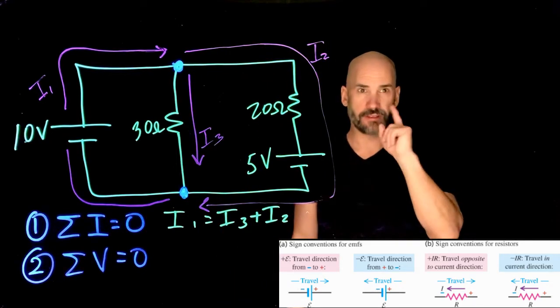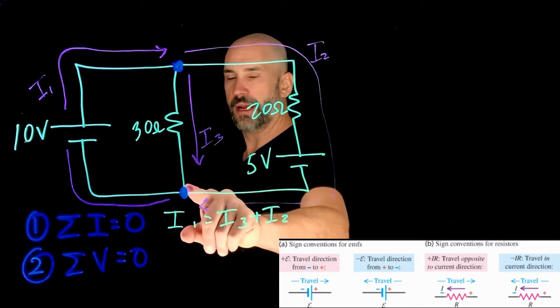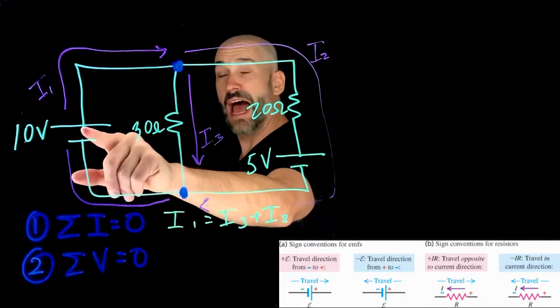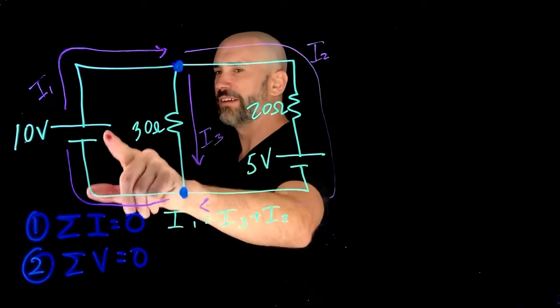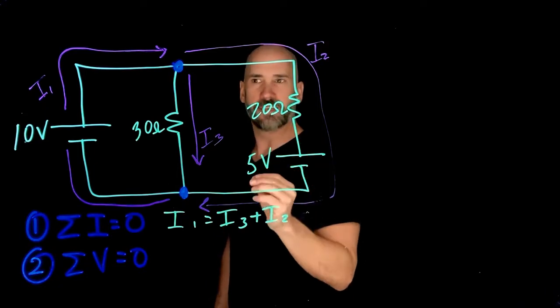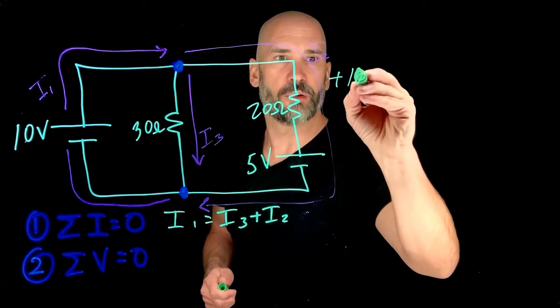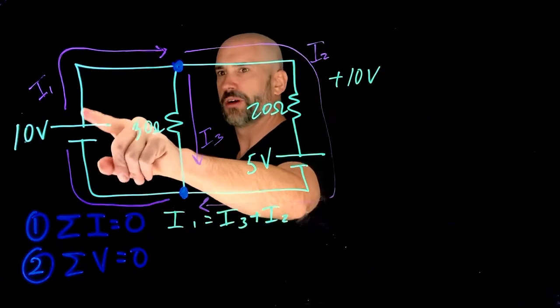All right, so let's apply our conventions. I'm going to start here, and I'm going to start marching. Oh, I get to a battery. Am I going negative to positive or positive to negative? Oh, I'm going negative to positive, right? Lovely. That means I add this 10 volts, so this is going to be plus 10 volts. All right, good. Keep marching.